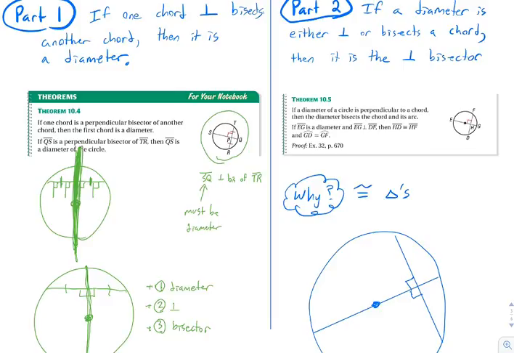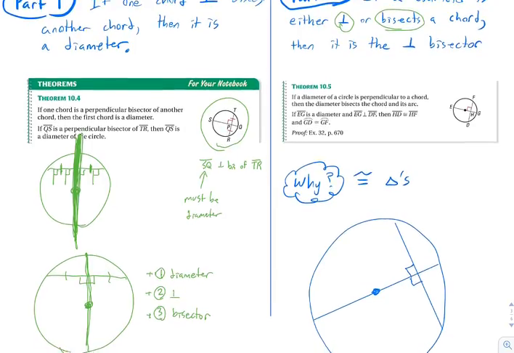Okay, the second one says, if you know it's a diameter, and it's either perpendicular or it bisects a chord, then it is the perpendicular bisector. So if you have one or the other, perpendicular or bisecting, and it passes through the center, it must be both, a perpendicular bisector. And let's kind of look at why.